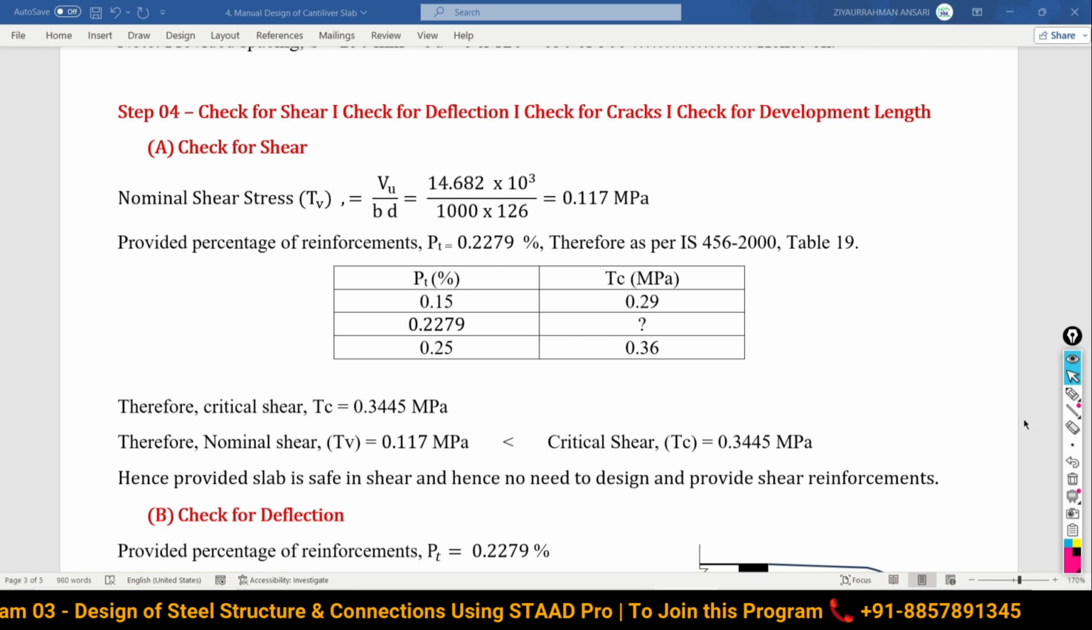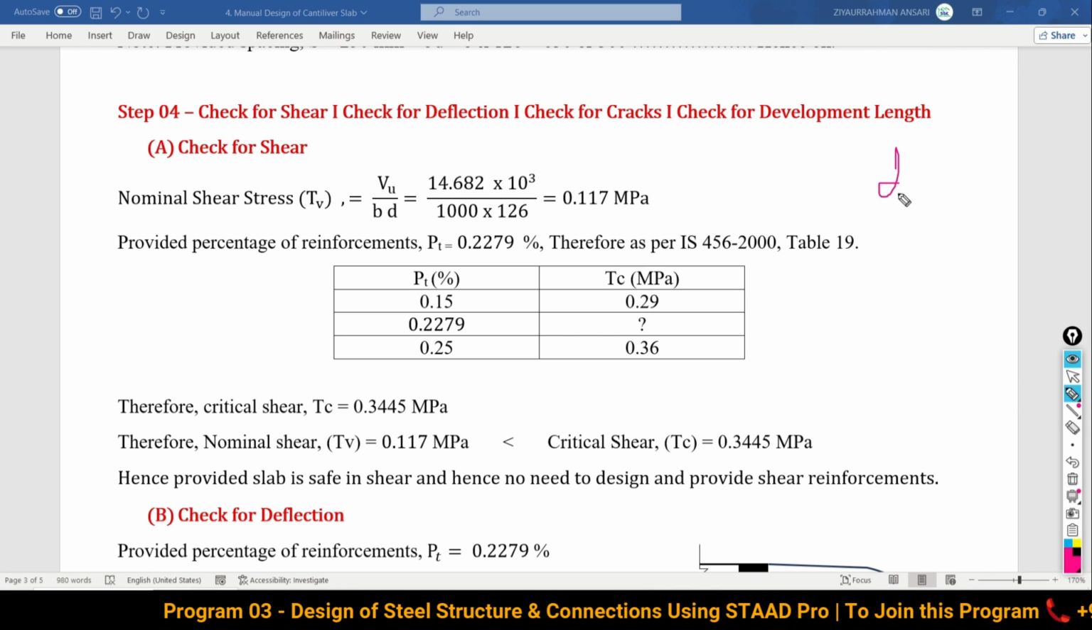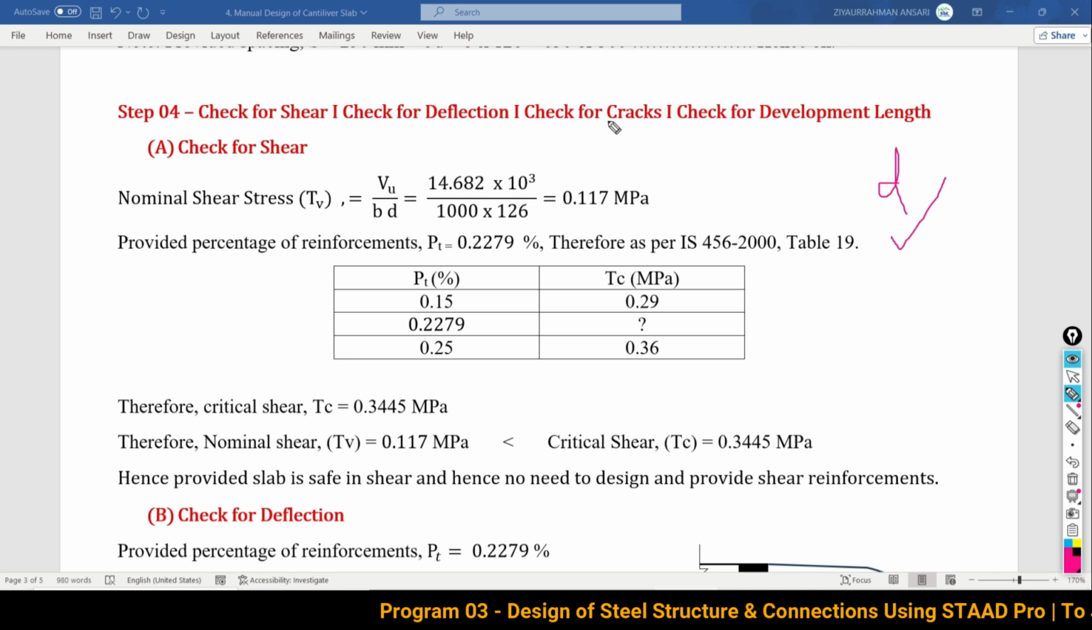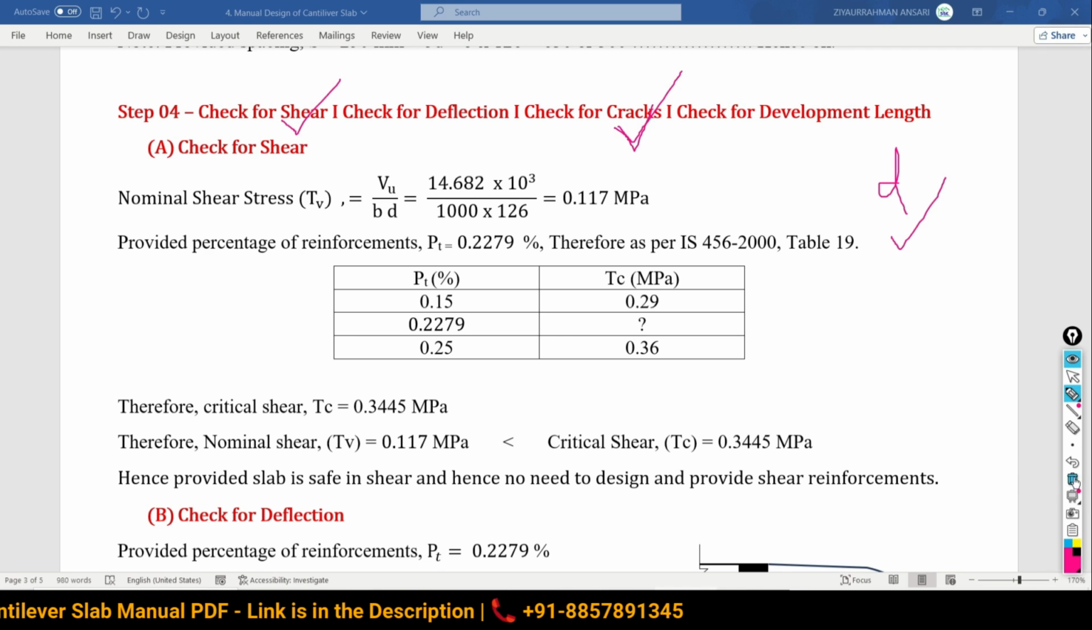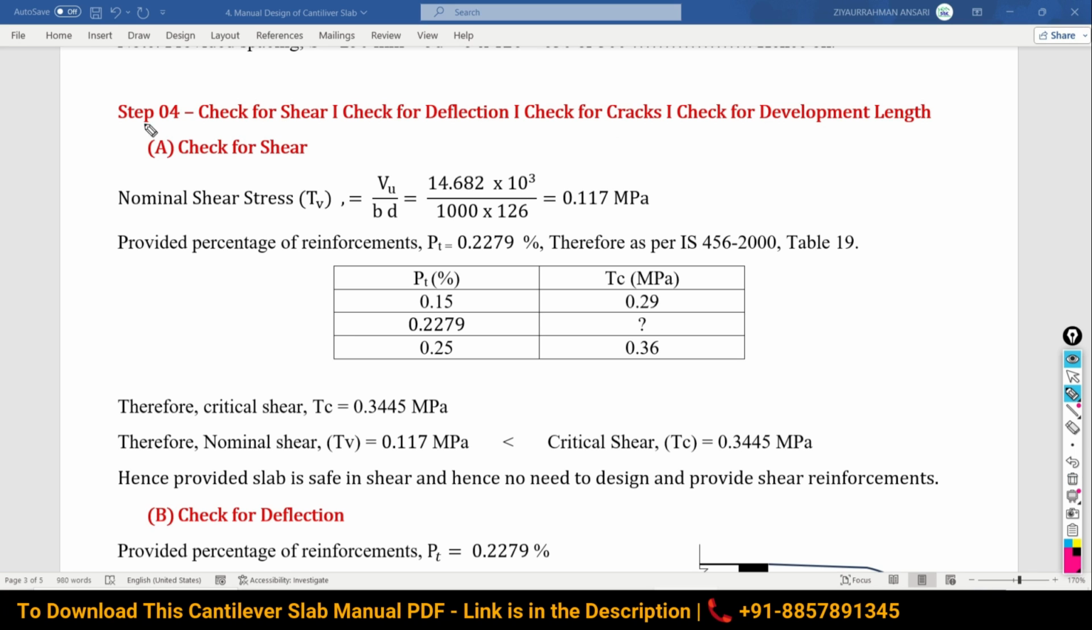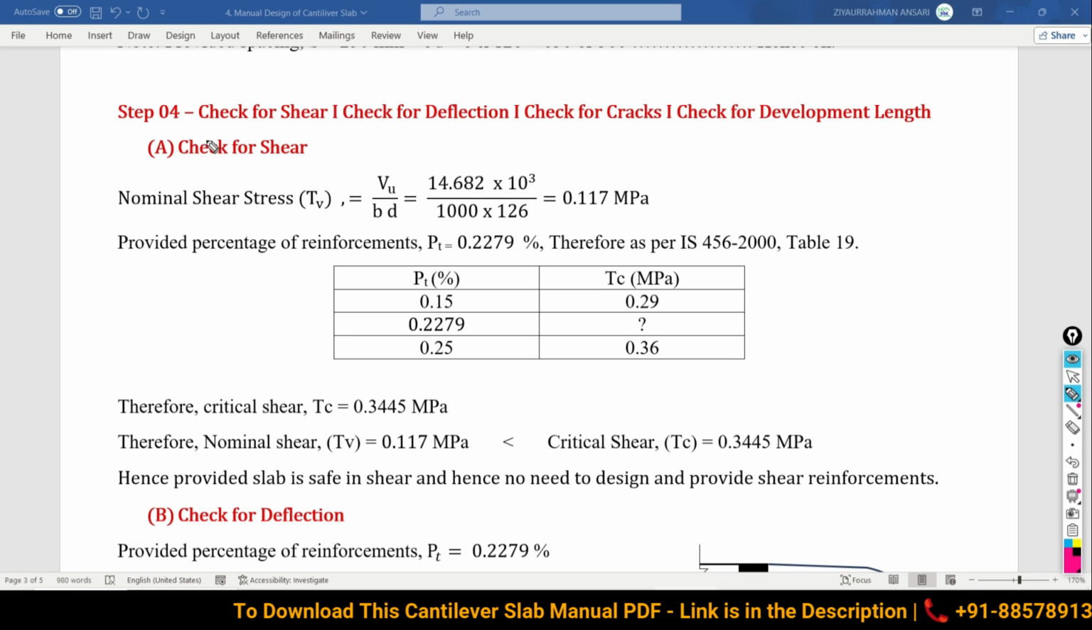We have to check whether the provided depth is safe in deflection or not. Whether your design is safe in cracks or not, and whether it is needed to design for cracks or not. Whether the development length available will be enough or not. Whether the design is safe in shear or not, or whether it is needed to provide shear reinforcement. All that comes under the checks. Okay, so in step 4 we are going to perform the checks.